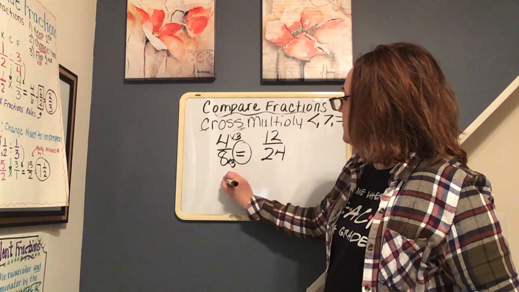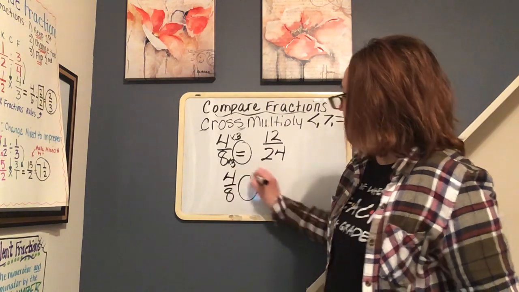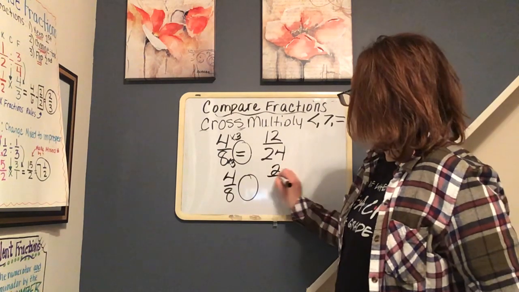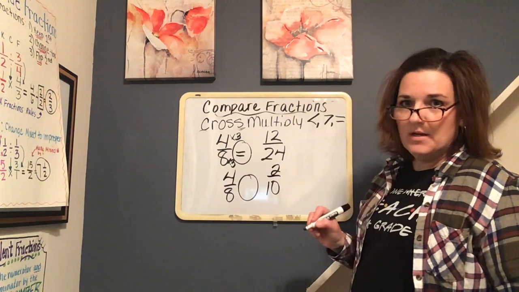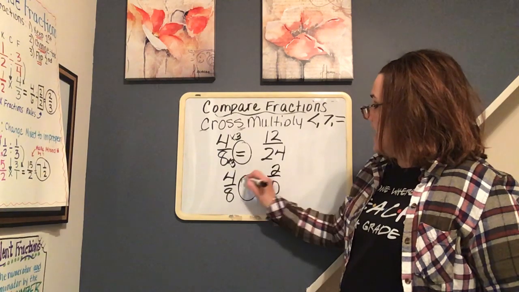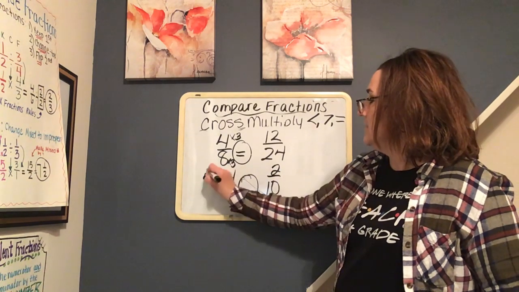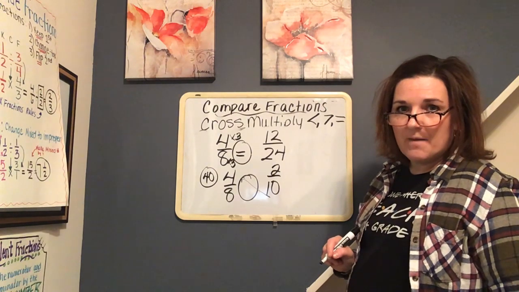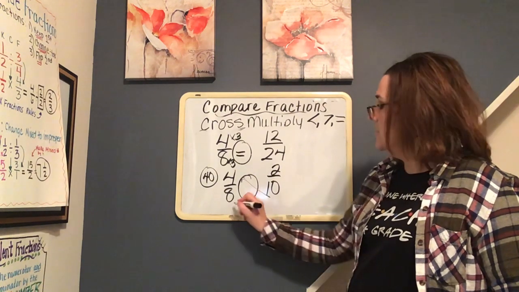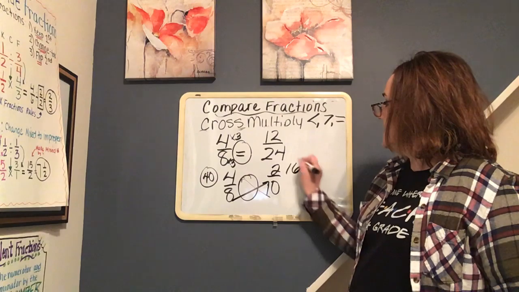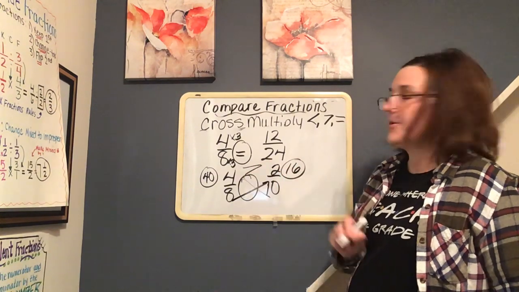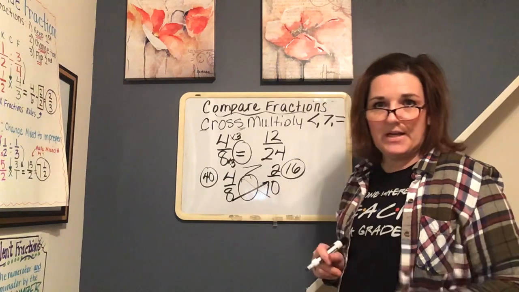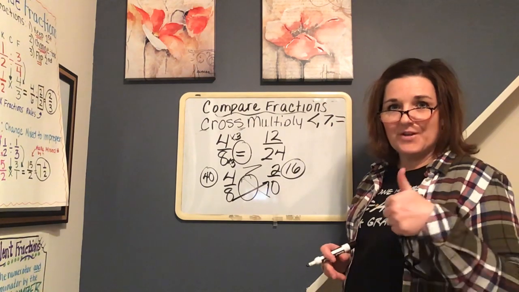Let's do another one. Let's do 4/8 compared to 2/10. This will be our last one. Bottom to top, 10 times 4 is 40. Put that answer above that numerator in a circle. 8 times 2 is 16, and this is greater. If you cross multiply and they're the same, you put an equal sign. Okay? Good luck, guys.